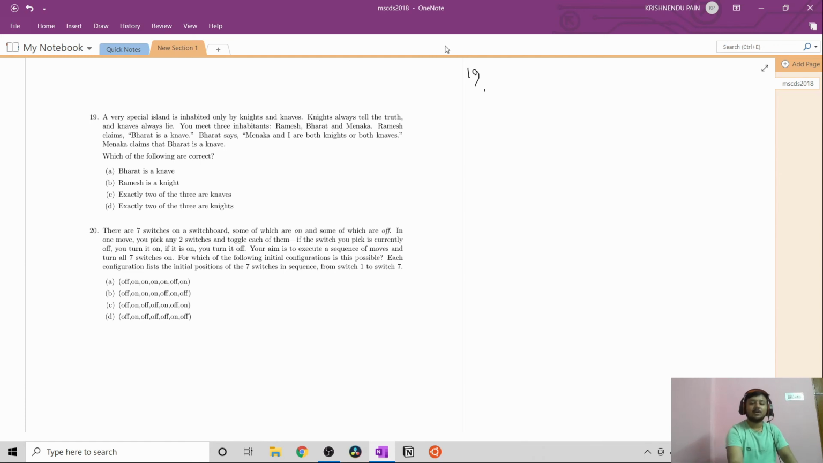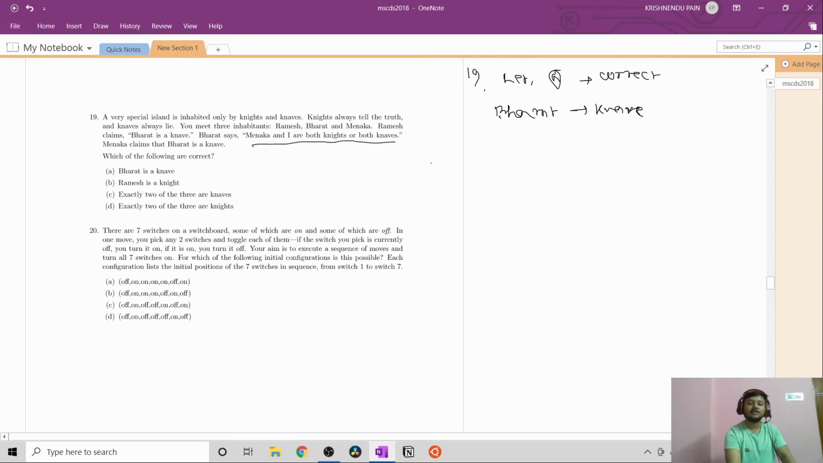So suppose option A is correct. Let A be correct. Then Bharat is a knave, and Bharat always tells lies. Here Bharat says Menaka and I are both knights or both knaves. If this is a lie, then Menaka and Bharat are different. That means if Bharat is a knave, then Menaka is a knight, and if Bharat is a knight, Menaka is a knave. So as Bharat is a knave, according to the condition, Menaka is a knight.